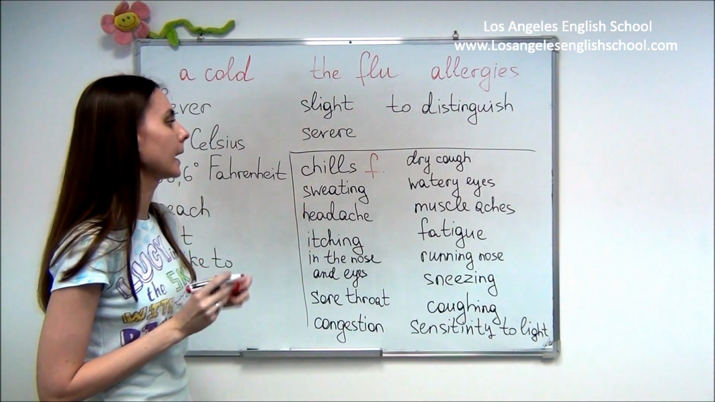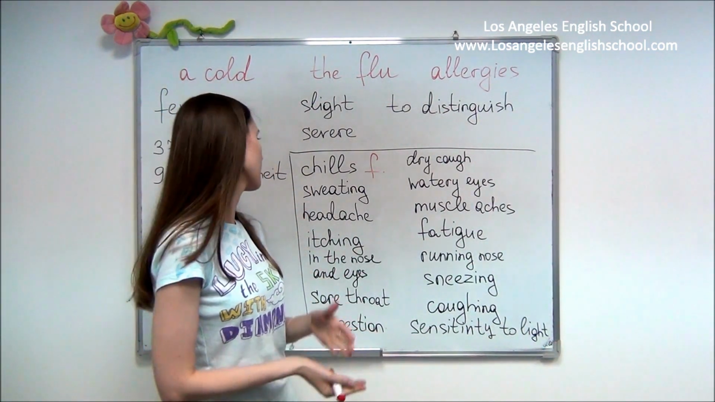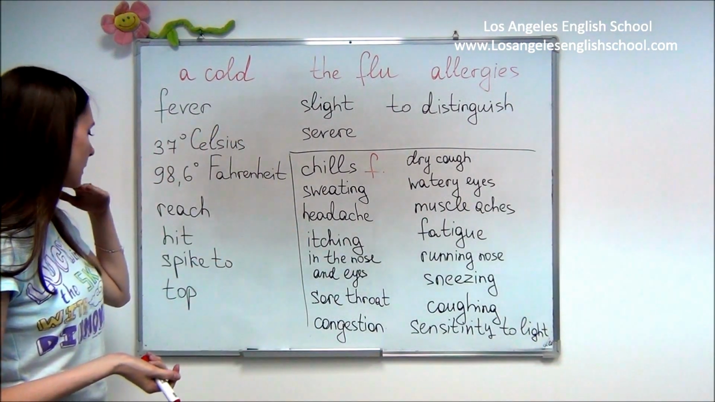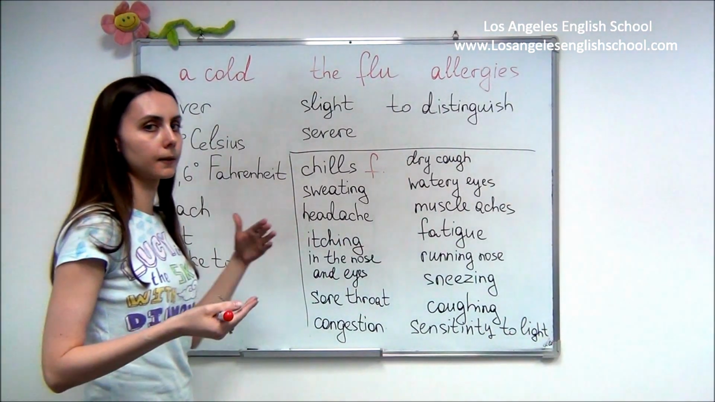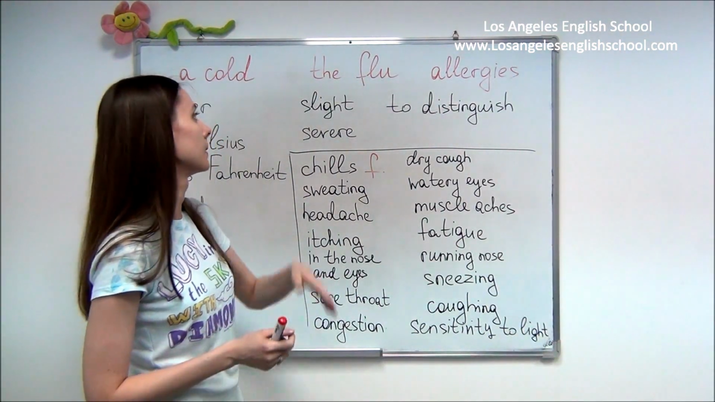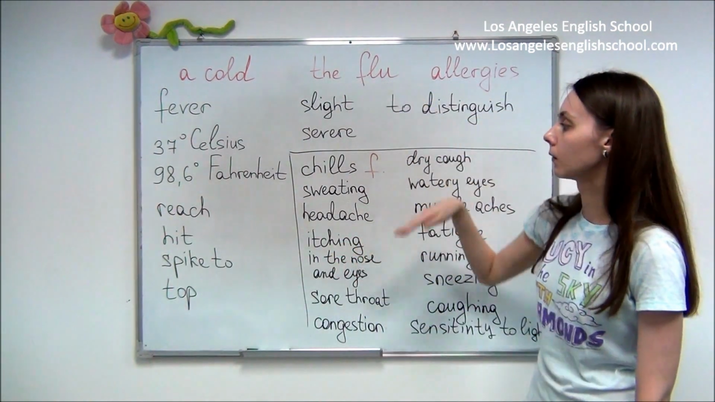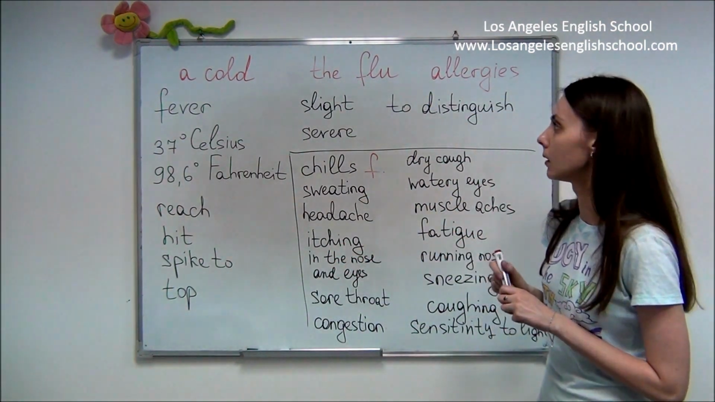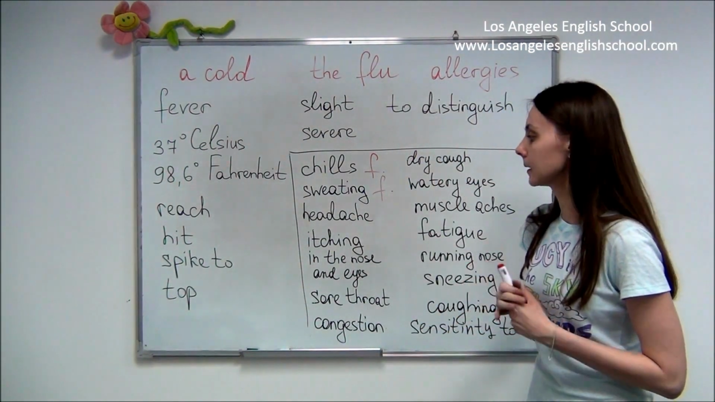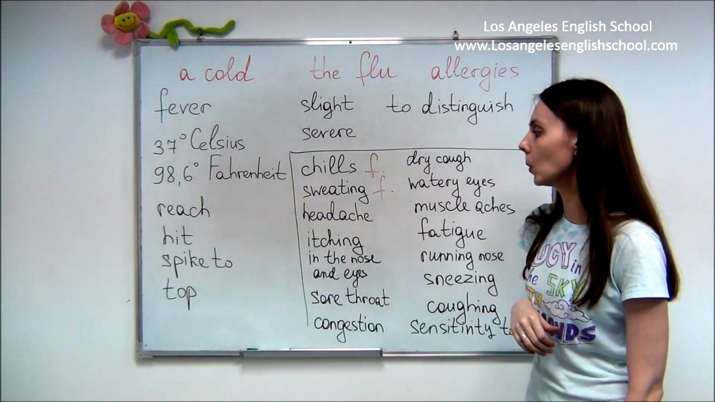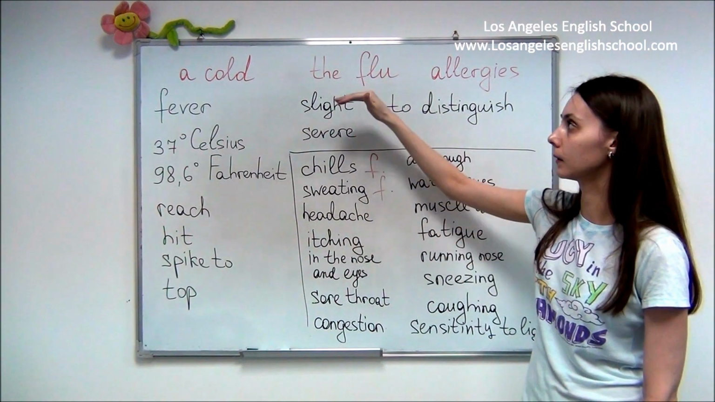The next, sweating. Sweating because of a very high fever. Of course, if your fever spikes to 104 degrees Fahrenheit, you remember that this fever is typical for the flu. Of course, sweating is a symptom of the flu. The next symptom, headache. You will most likely experience headache if you have the flu.